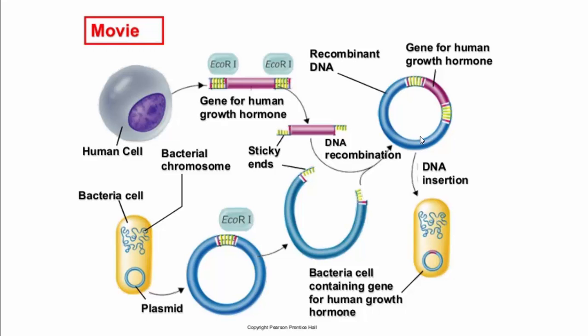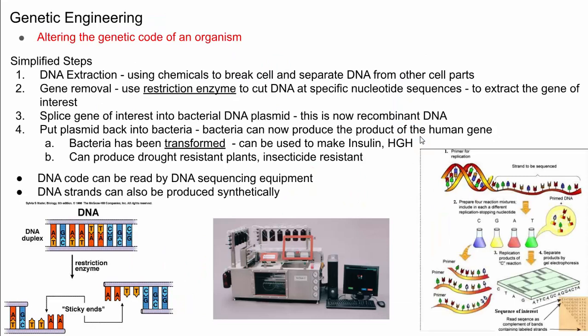Okay, you see the two cells, the human cell, the bacterial cell, find the gene, cut it out using a restriction enzyme, get the bacterial DNA, cut that open, paste the human gene into it, and now we have what's called recombinant DNA. DNA that has genes from two different species, bacteria and humans. Put it back into the bacteria and let it do its thing. So that's one form of genetic engineering, that's gene splicing.